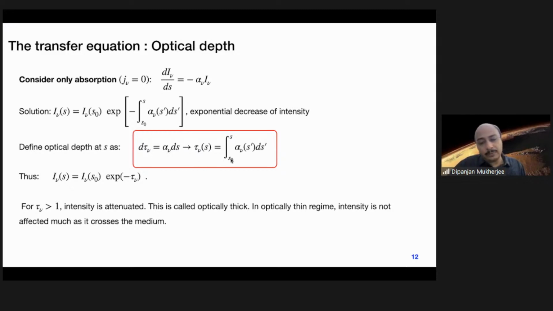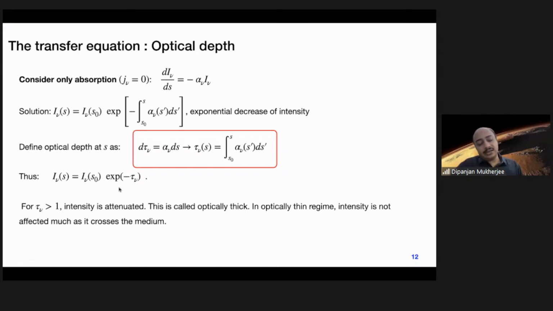Okay, so the total optical depth is defined as the integral from S0 to S. S0 is the starting point along that ray, and d tau nu is just the small change in optical depth as you go bit by bit along the particular path. So in this case, the intensity can be written as I nu times exponential minus tau nu.